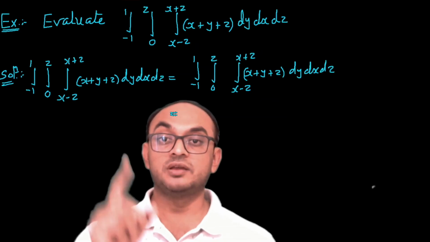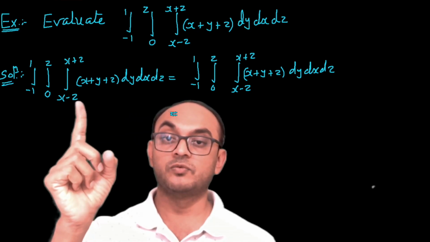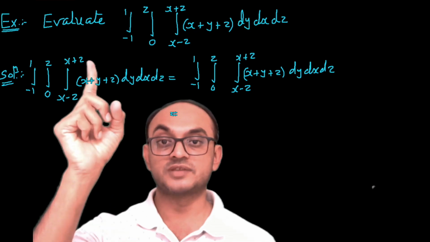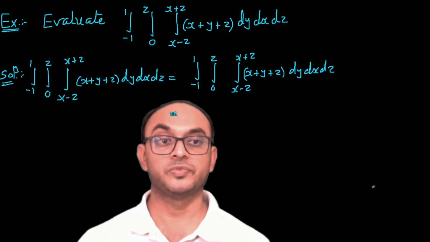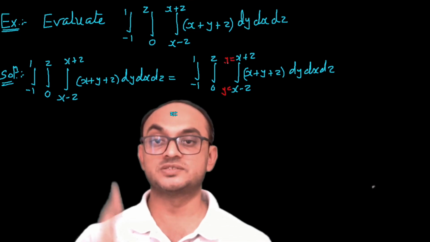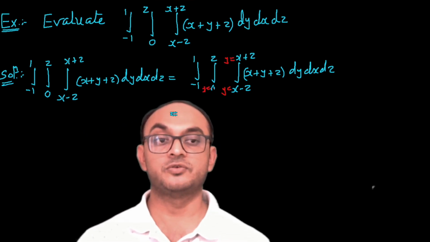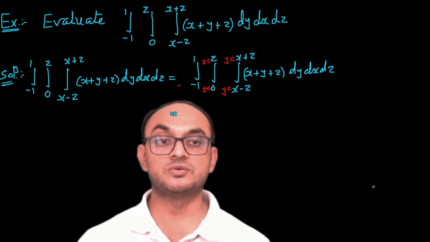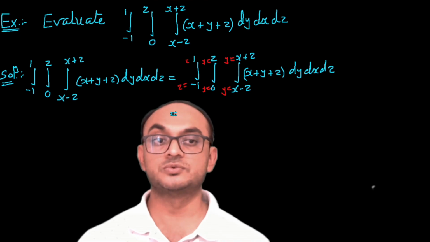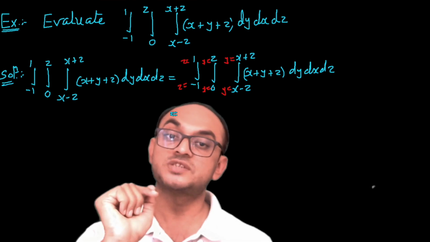So here what is happening? I have given dy, dx and dz. So the inner limit is y equal to x minus z to y equal to x plus z. The middle one is for x, so x is equal to 0 to x is equal to z. And the outer limit is for z, so z is equal to minus 1 to z is equal to 1. Clear?